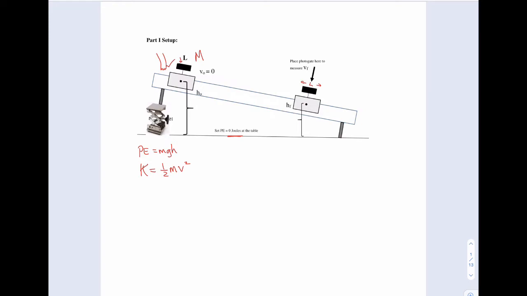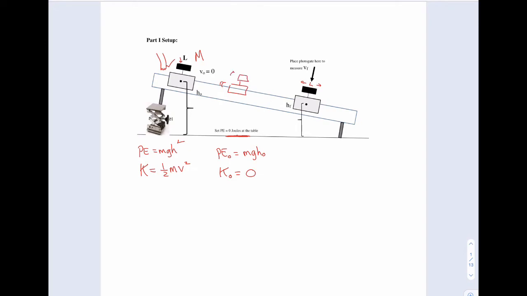With respect to the table, because nothing goes below the table here, the glider has potential energy because it has some height above the table. So the initial potential energy of the glider would be mg times its initial height. Initial kinetic energy is 0 because it's not moving. So you let go of this here.